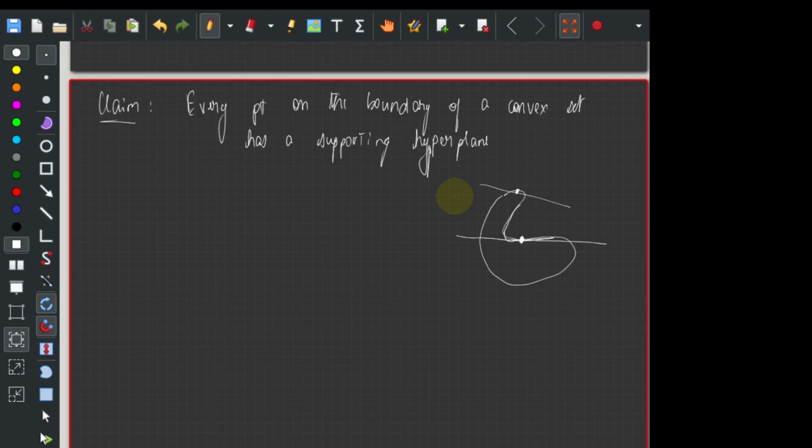Can there be a non-convex set where every point on the boundary has support? If it is closed, I'll come to that. Suppose that the set has a non-empty interior and the set is closed, then there cannot be a non-convex set having a supporting hyperplane at every point.